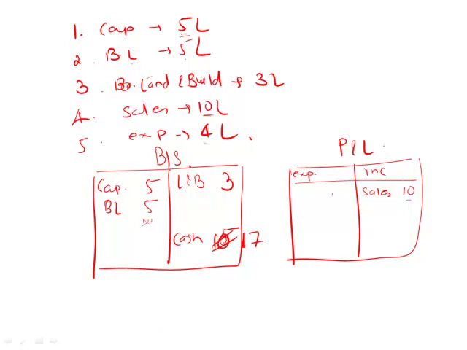Now the next entry is expenses. So let's say salary expenses here 4. What should be the second effect?